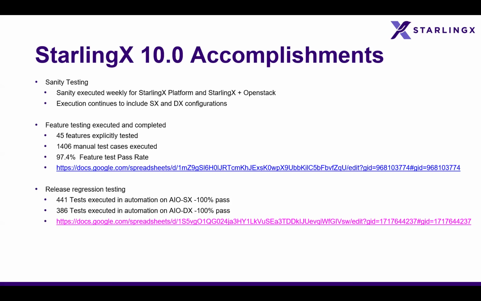From a regression perspective, this is the automated regression that we execute a couple of times near the end of the release. 441 tests for SX with a 100% pass rate and 386 tests for DX with, again, a 100% pass rate. Again, I provide the link at the bottom to some details around those test titles and their statuses.